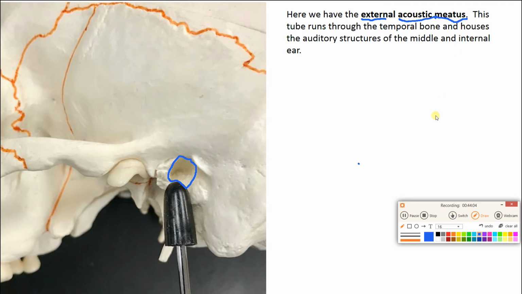So this guy goes through the temporal bone. It is going to have your hearing machinery, your auditory structures. So if you remember, you had bones in your middle ear, your malleus, your incus, and your stapes. You're going to find them in that passageway. You also have inner ear machinery, nervous machinery that is going to be involved in hearing as well. So this is an important tube. It is also a magnificent landmark. Okay.